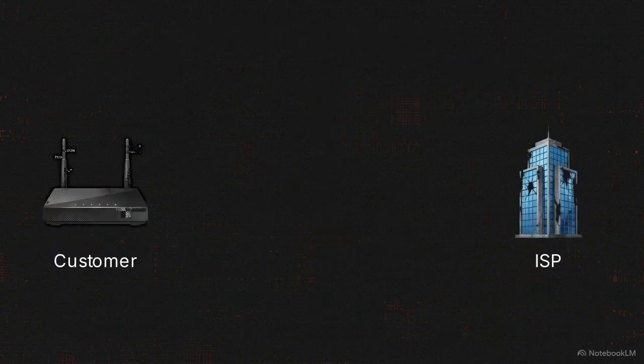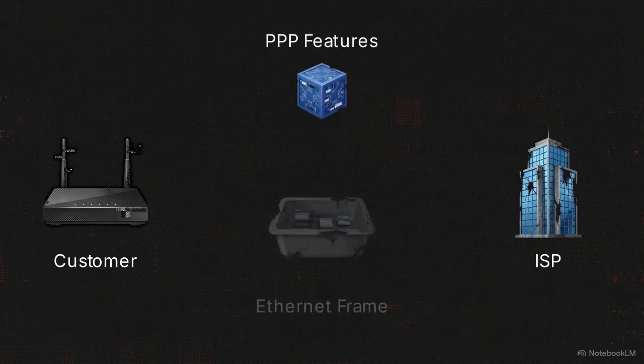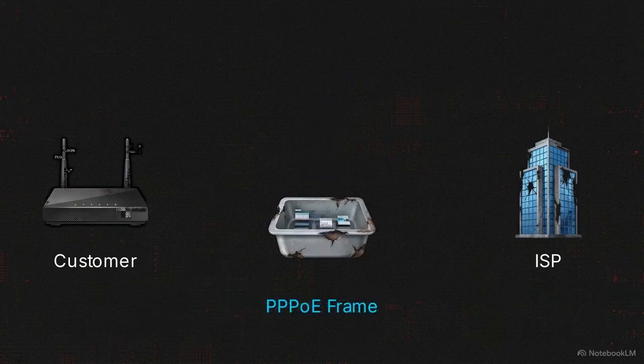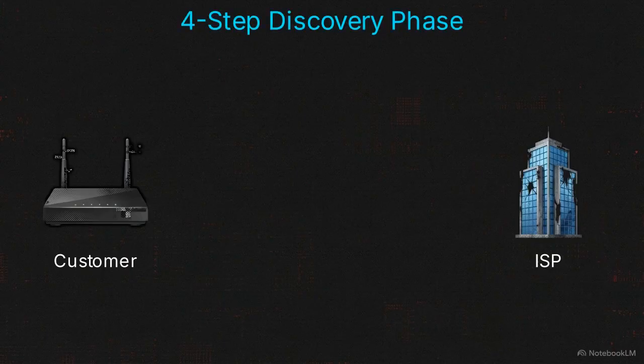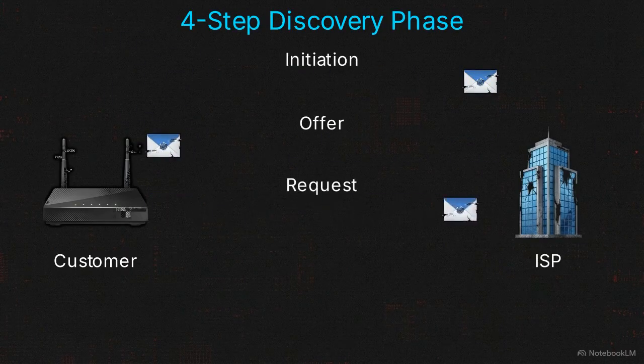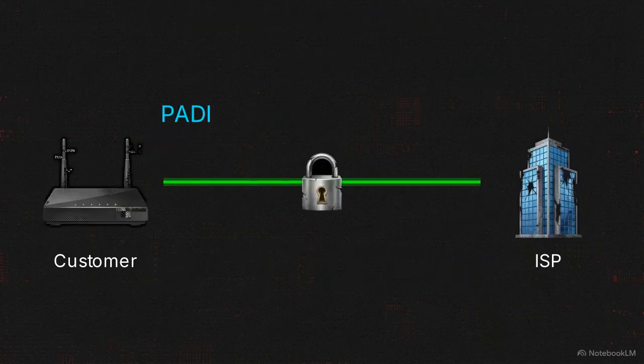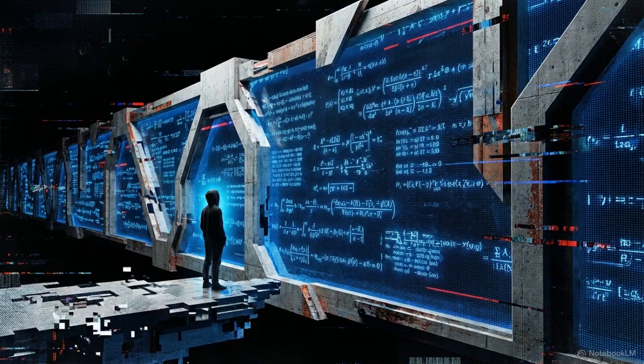When this connection runs over standard broadband lines, Internet service providers use PPPoE. Point-to-point protocol over Ethernet wraps these serial connection features into standard Ethernet frames. It establishes a session using a strict 4-step discovery phase: initiation, offer, request, and session confirmation, or PADI, PADO, PADR, and PADS. A properly configured WAN perimeter is mathematically secure.